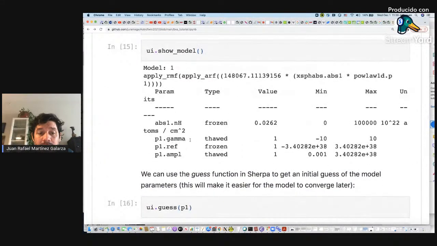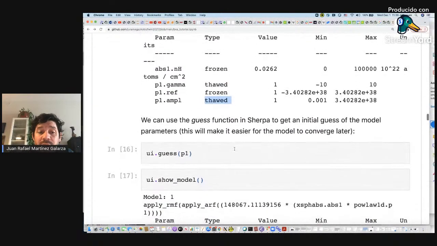Now I show my model. It shows me which parameters are frozen. Of course, the NH I just froze, this reference value is frozen. And the ones I'm going to be fitting for are the amplitude and the gamma, all right? One nice thing that Sherpa has is that you can use this guess function to get an initial guess of the fit.